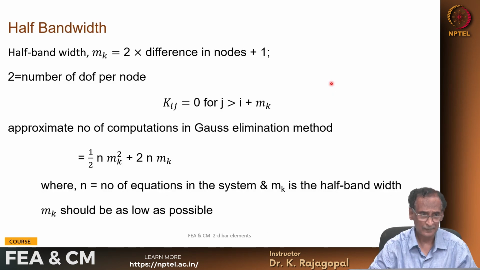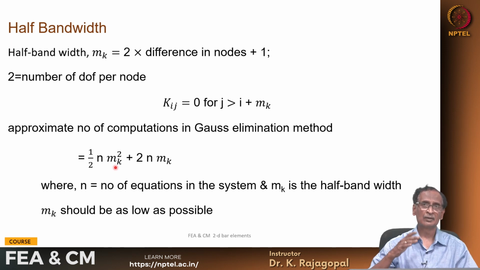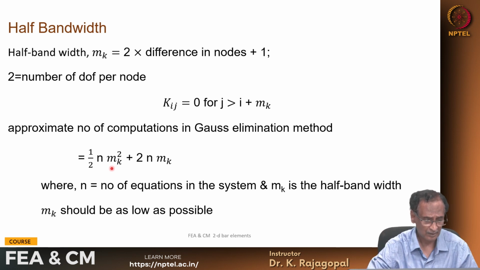And what difference does it make? Actually the half bandwidth Mk is defined as 2 times the difference in the nodes plus 1. This 2 is the number of degrees of freedom per node, and Kij is equal to 0 for j greater than i plus Mk. Okay, and the approximate number of computations in the Gauss elimination method is 1/2 n Mk squared plus 2n Mk. The first one, 1/2 n Mk squared, is the number of operations for converting the matrix to an upper triangular matrix, and the second one is for back substitution.